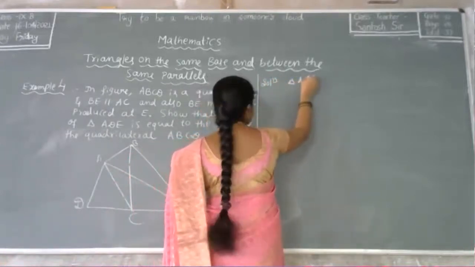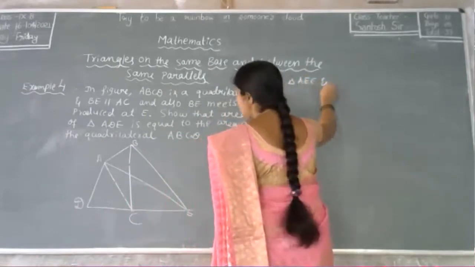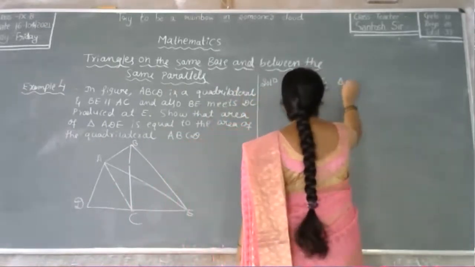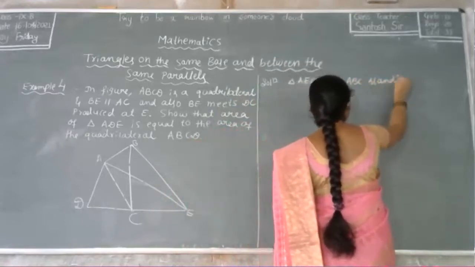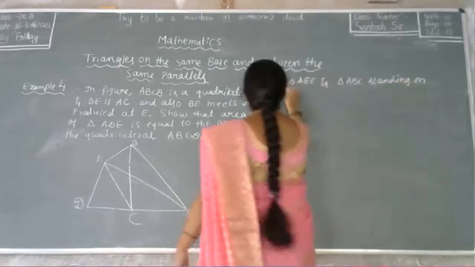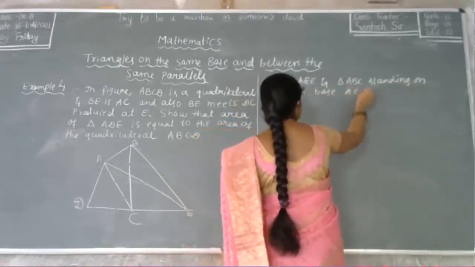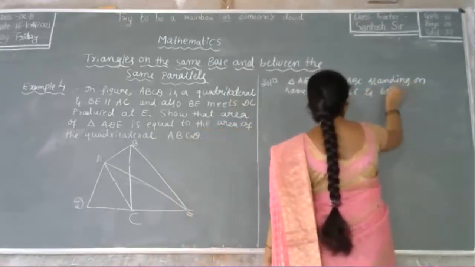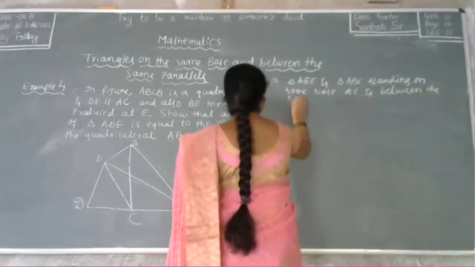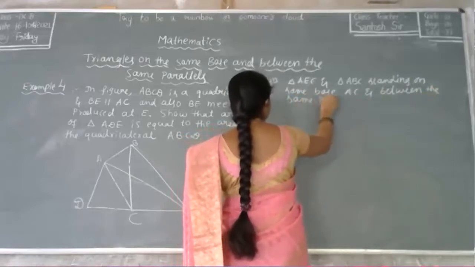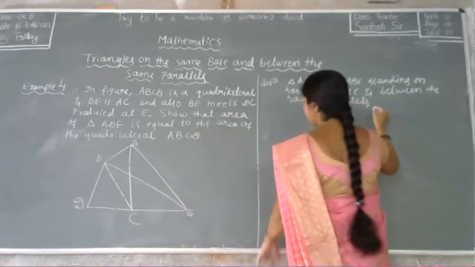Triangle ACE or AEC. Triangle AEC and triangle ABC, standing on the same base AC and between the same parallels. Let us mention the parallels' names also, that is AC and BE.